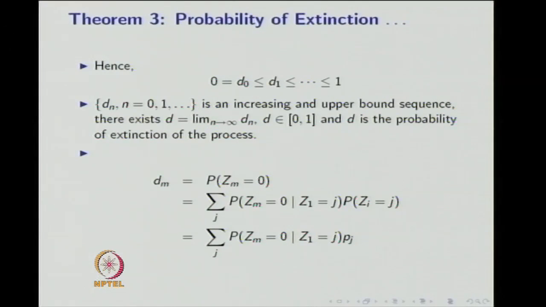Hence, d naught, which is 0, is less than or equal to d1, d1 is less than or equal to d2 and so on. And since the dn are probabilities of extinction, they are less than or equal to 1. Hence, dn is an increasing and bounded sequence. There exists d, which is the limit as n tends to infinity of dn, and d belongs to the closed interval 0 to 1, and d is the probability of extinction of the process.